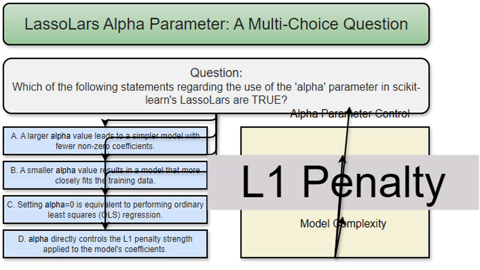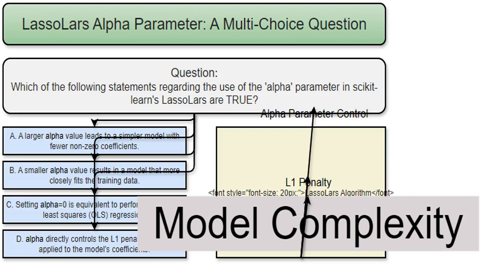L1 penalty is a type of regularization. Regularization means we add an extra term to the standard error calculations. In L1, we add a penalty that is proportional to the sum of the absolute values of the model's coefficients. A bigger alpha value means a stronger L1 penalty, forcing the coefficients to be closer to zero. Model complexity refers to how many features are actively used in the model. A simpler model uses fewer features, and tends to generalize better to unseen data. This is important in avoiding overfitting, which happens when a model is too closely tuned to the training data and performs poorly on new data.